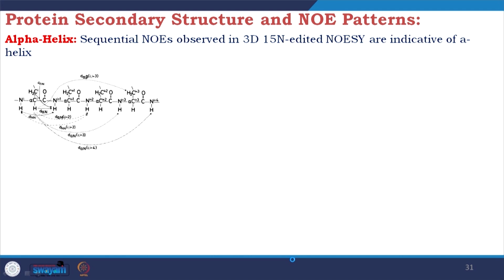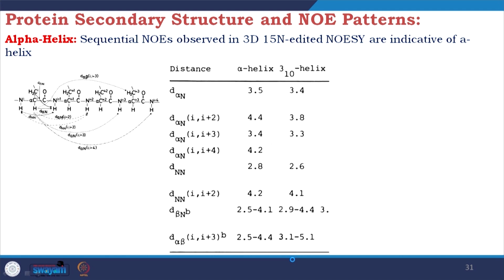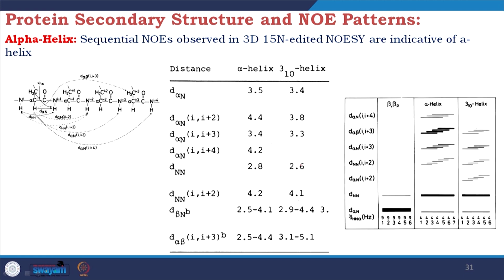You could see, as I was talking about, the distances, and when you measure them you see that there is a trend. So, 3.5, 3.4 d alpha N; i to i plus 2, 4.4, 3.8 d alpha N; i to i plus 3, 3.4, 3.3 d alpha N; i plus 4, 4.2, it's absent here; dNN 2.8, 2.6. So you get the pattern of the values, and the patterns are similar for alpha helix and 3-10 helix.